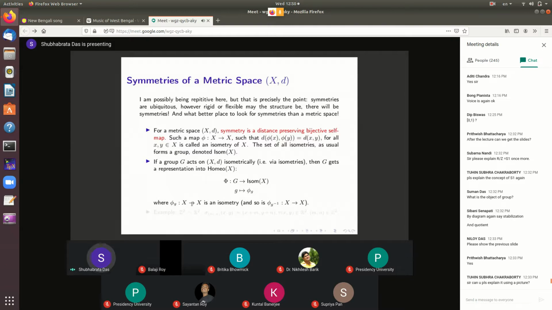Earlier this map was a homeomorphism. In case of vector space, this map was a linear isomorphism. Here, this map is an isometry. The contexts change and the maps also change accordingly. But you see, the same example works here as well. This action is an isometric action. R2 is a metric space also with the Euclidean metric, and you can see that the same map, the same action is an isometric action as well.